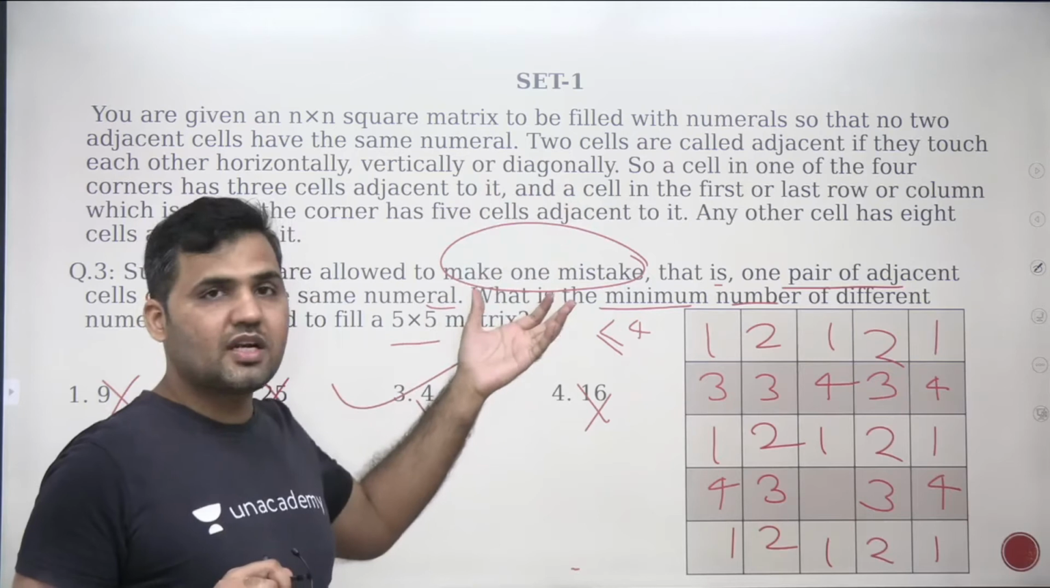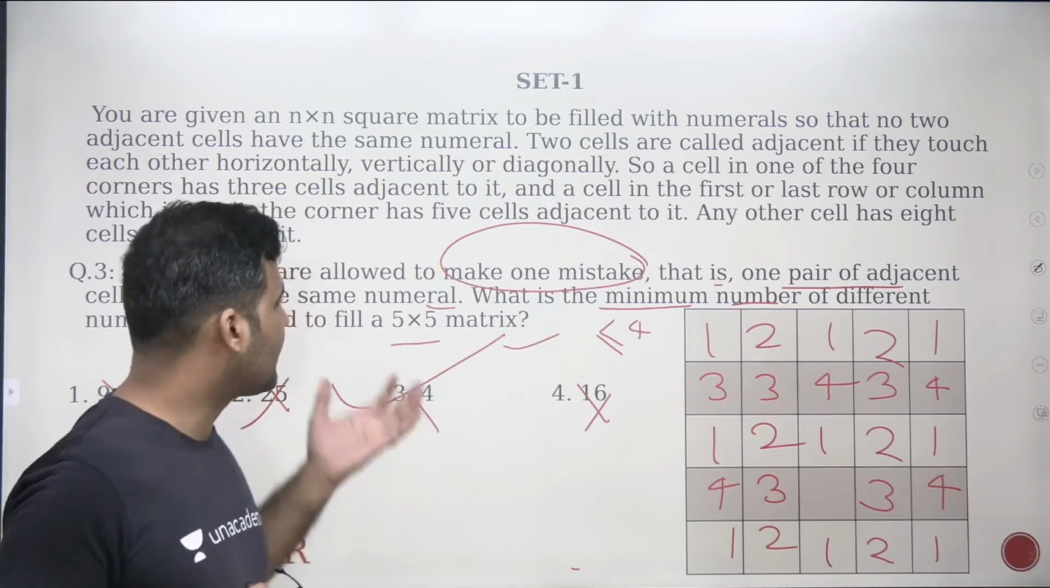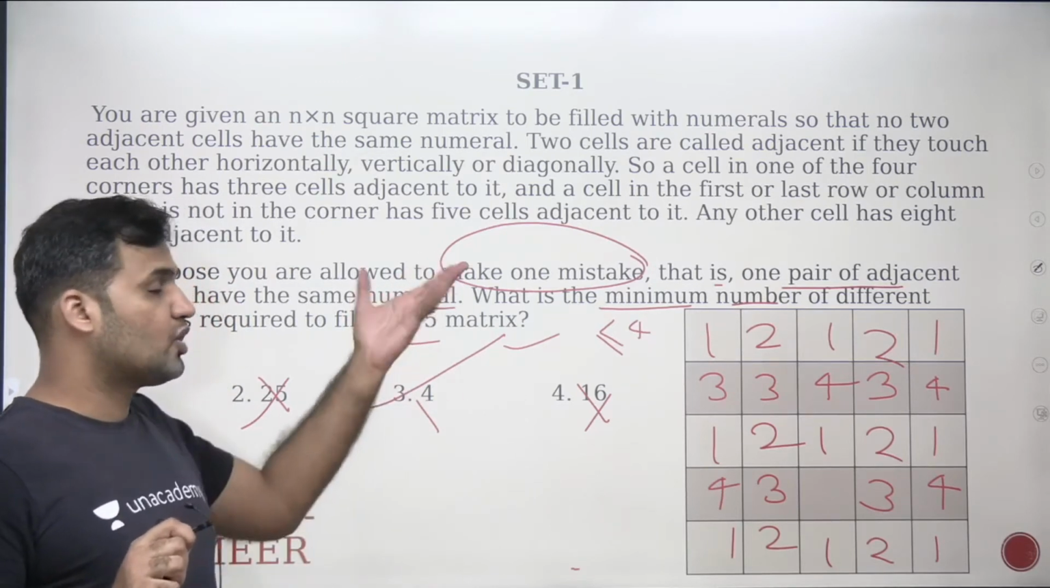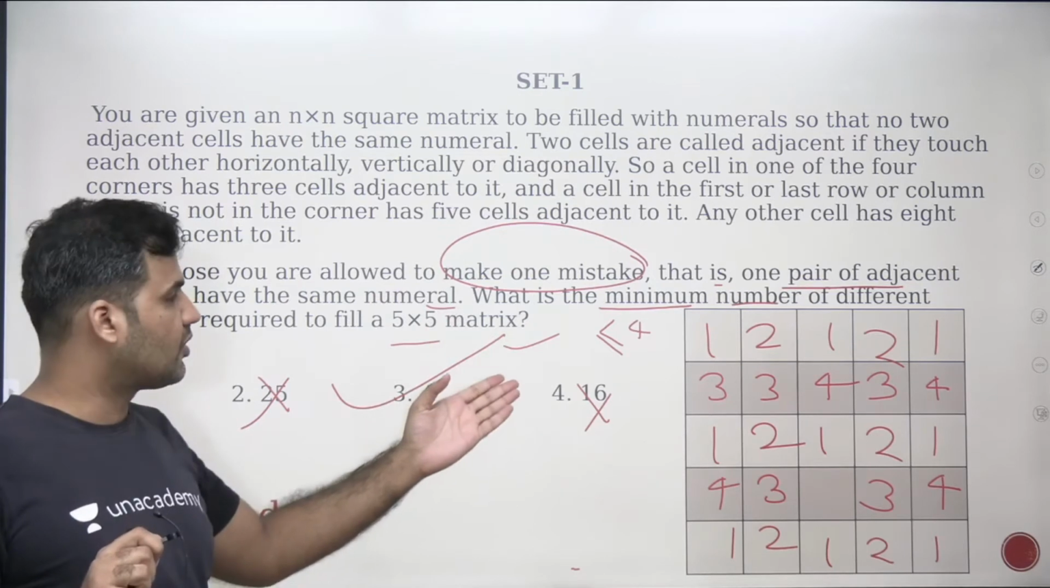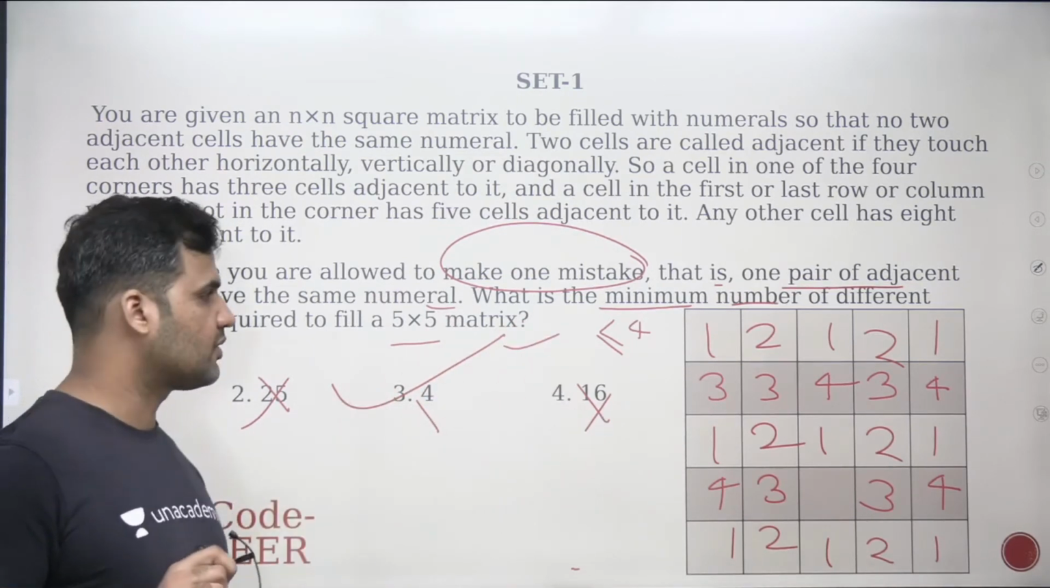Someone who understood the set and gets the sense of the set can straight away answer this question in less than 5-6 seconds. The moment you read the question, you can straight away go with option number 3 because a mistake is allowed. The answer cannot go more than 4, right? These 3 are eliminated, so this is straight away the answer of the question.